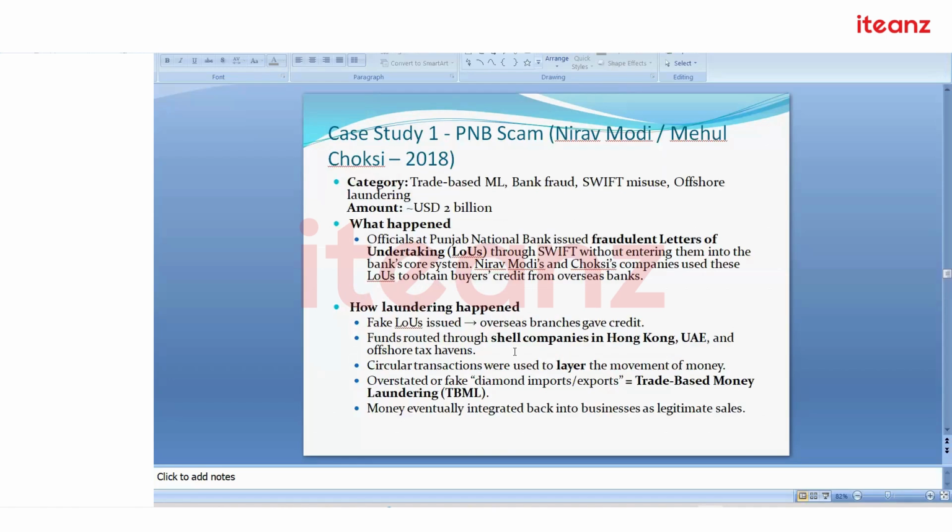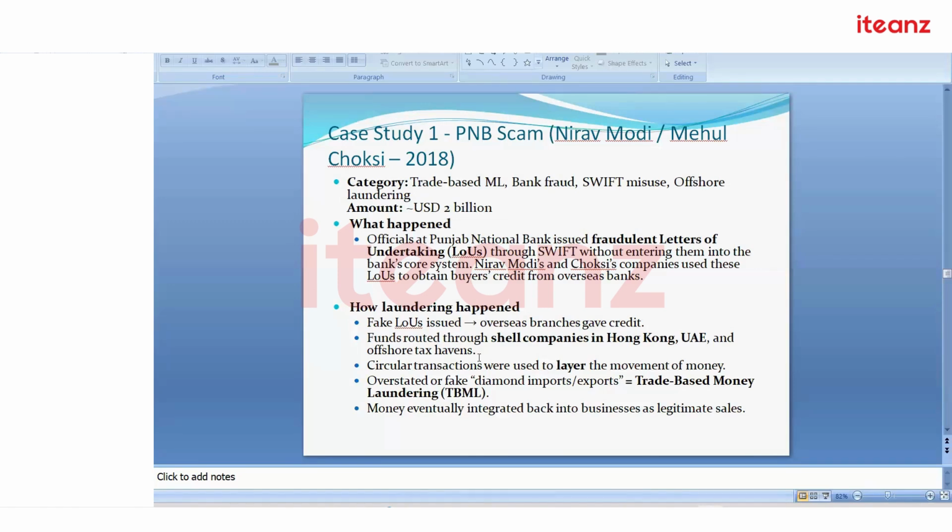So they provided these fake letters of undertaking. This is a banking concept, but what they did was use fake documents. The overseas branches gave credit on that basis. Then what happened to the funds? These funds went to shell companies.